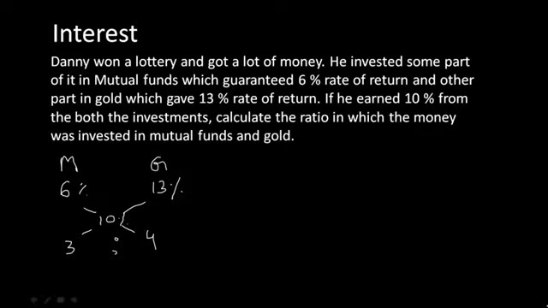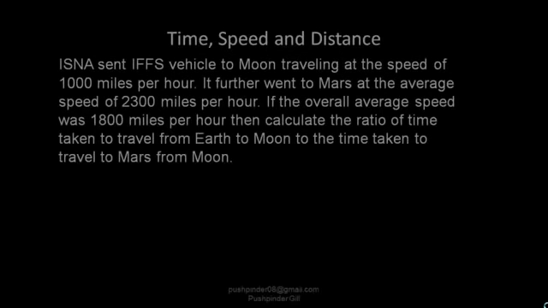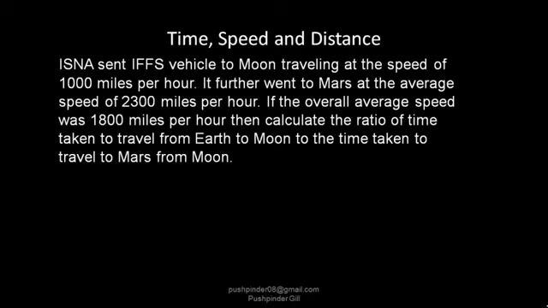Whenever two things mix, they mix in a particular ratio, and the ratio is inversely dependent upon the other part rather than the part it has. So that is why we do this allegation. Let's see where else it applies. Oh my god, it applies to time, speed, distance as well. Alright, let's see the question.